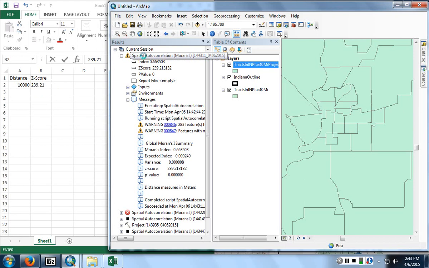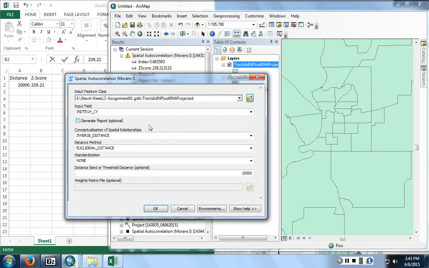But now I want to say, well, what if I mess with my distance, right? Because that's what we're trying to figure out. What's the appropriate distance to use in my cluster analysis? So maybe I add 1,000 to this, right? So it goes from 10,000 to 11,000.